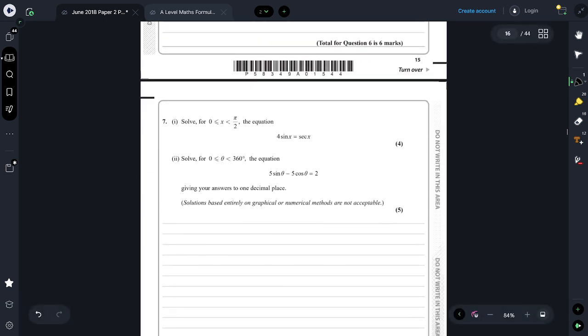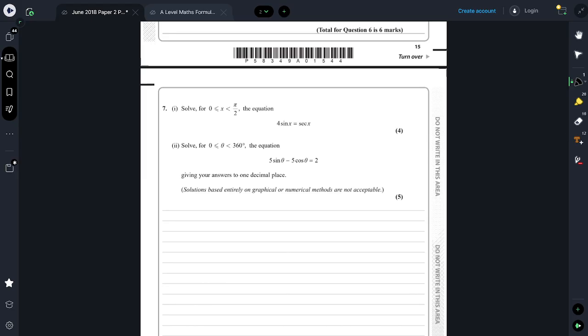Okay, and talking of trig, we actually got a trig equation now, by the looks of it. So 7i, solve this equation here, for this range of x. This equation for 4 marks is 4 sin x equals sec x. Now, with any trig equation, you need to somehow get it into the form sin x equals k, cos x equals k, where k is a number, or tan x equals k. We do not want a combination of stuff, and we do not want any reciprocals, so sec, cosec, cot.